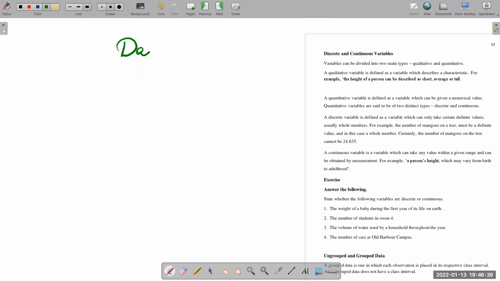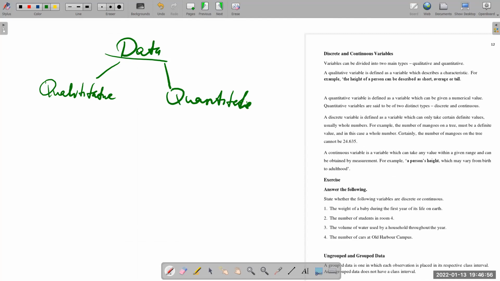So we got data in general, and there's two types of data. There's something called qualitative data. Again, these notes are online, so you can look at them after. And there's something called quantitative data. I ain't even spelling this correctly, but you know what I'm trying to write. Quantitative and qualitative.